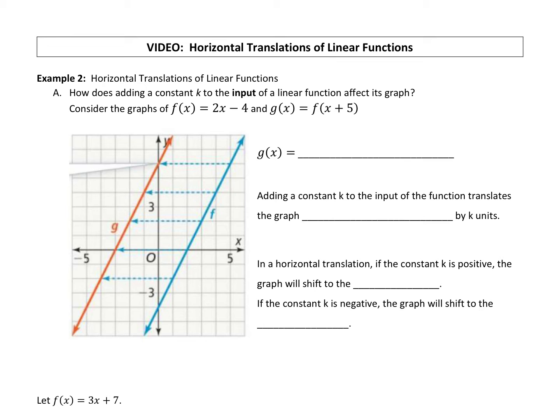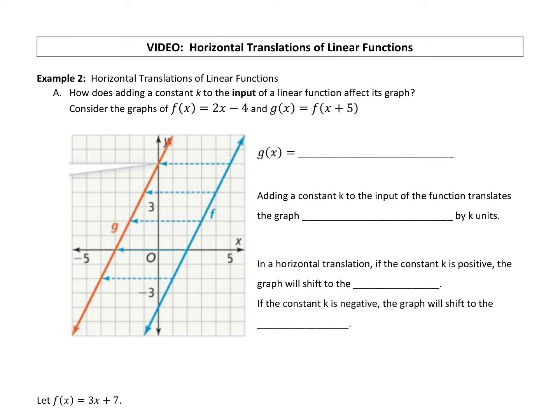So part A asks, how does adding a constant k, so some number k, to the input of a linear function affect its graph? So consider the graphs of f of x equals 2x minus 4. So this is just our function, 2x minus 4. And g of x equals our f function. But do you see how what we're doing is we are adding a constant k to the input. Remember, your input is your domain. Those are your x's. So I'm taking the x and we're adding a 5. So we're adding in a constant k.